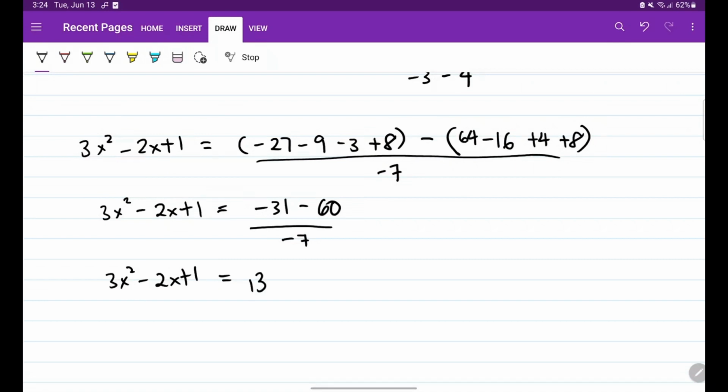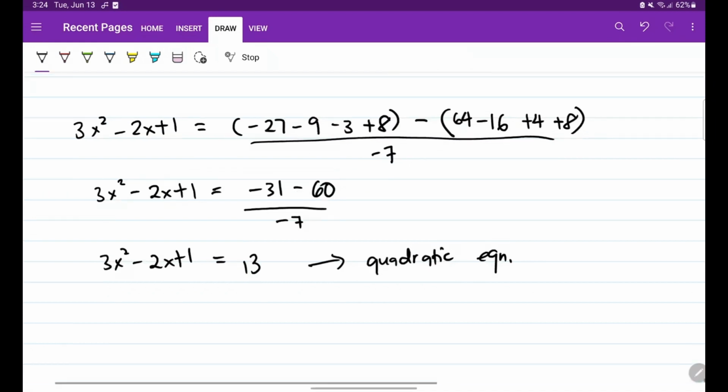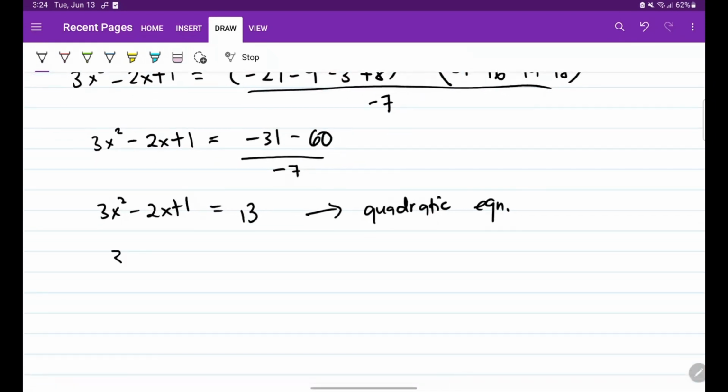Okay, now we have here a quadratic equation. So pwede natin lipat yung 13 sa left-hand side. So this will become 3x squared minus 2x minus 12 is equal to 0. So pwede natin i-try factor to and stuff, but from inspection alone, medyo halata naman na hindi siya factorable. Tama? And the best way to do this would be just the quadratic formula.